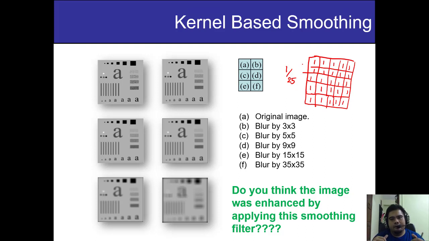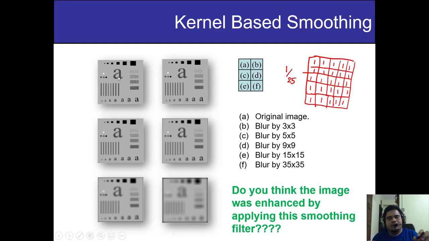Okay, 3x3, 5x5, 9x5, 9x9, and you find out the larger the average filter size, the blurring or smoothing process is more and more obvious as compared to the input image. But the question is, do you think the image was enhanced by applying this smoothing filter? Remember that when we discuss image enhancement, we actually want to enhance something. But in terms of appearance here, we can see that we have not enhanced the image by applying smoothing. The image is more and more blur, and we cannot see the detail there.